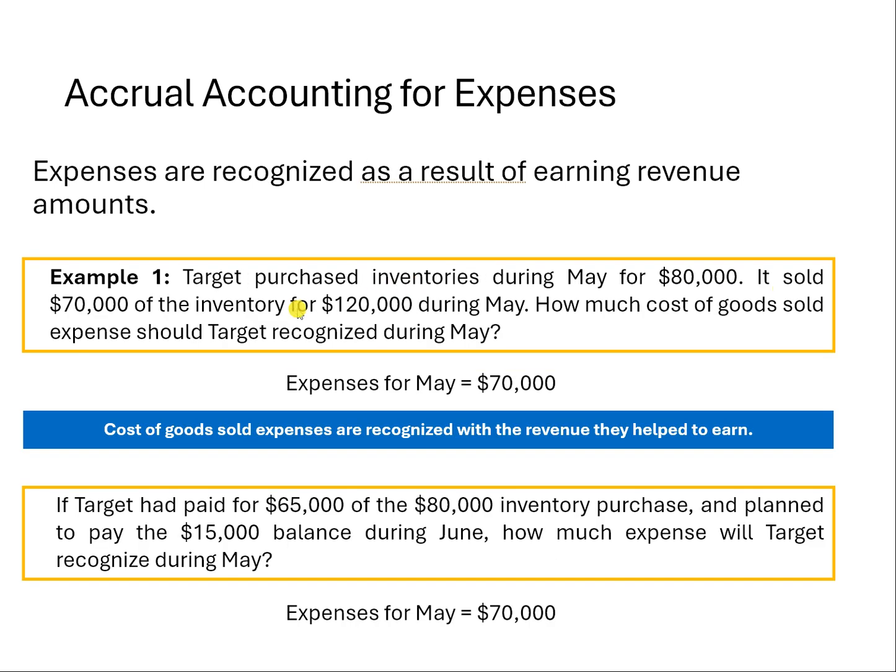Now on the expense side. The company purchased inventory during May for $80,000. It sold $70,000 in inventory for $120,000. How much cost of goods sold should the company recognize? In here, the cost of goods sold will be the $70,000, the cost of inventory sold. Again, regardless of whether I have paid for that inventory or not, it doesn't matter.